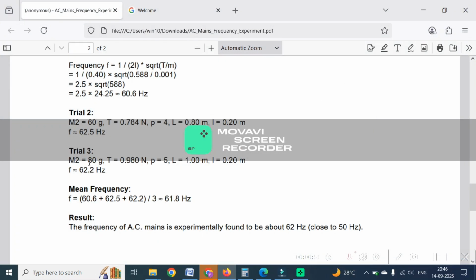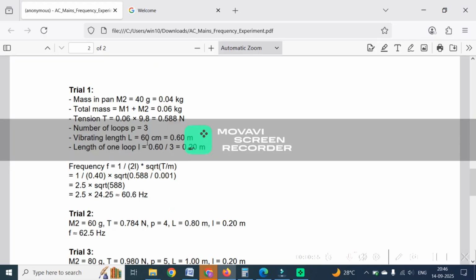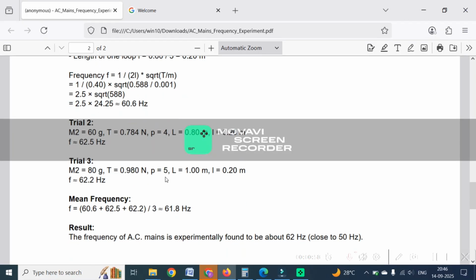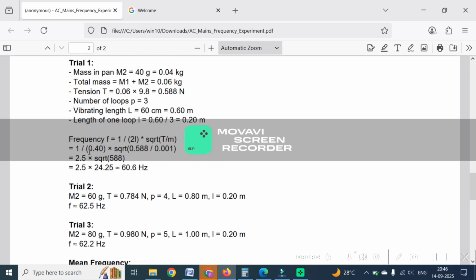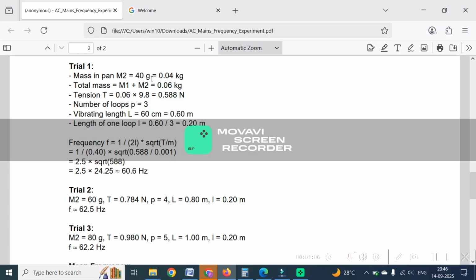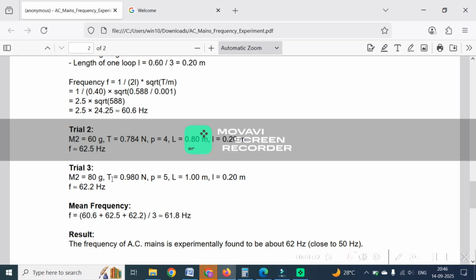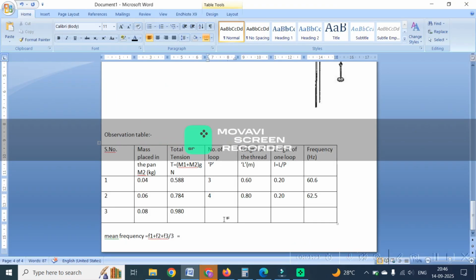Now we are going to check: when I increase the mass, the number of loops automatically increases. When my mass is 40 gram, the loops will be 3. When the mass is increased to 80 gram, the loops will be 5. That means the frequency changes according to the weight.